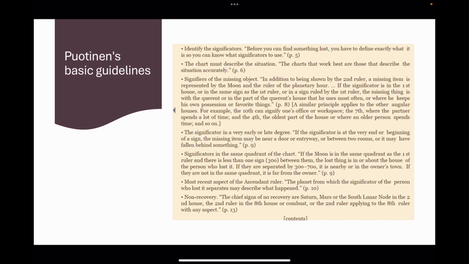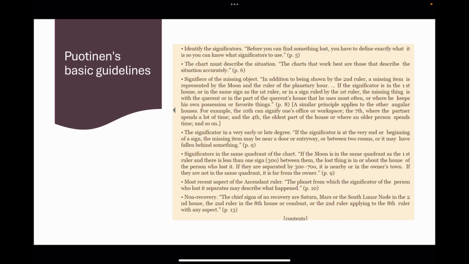But again, if the significator for the item is in the 7th house, it can show where the item is in the part of the house where the partner spends a lot of their time. If it's in the 4th house, it can show where it's in the older part of the house or where the oldest person spends most of their time. And if it's in the 10th house, it can signify that the item may be in your office or in your workspace.